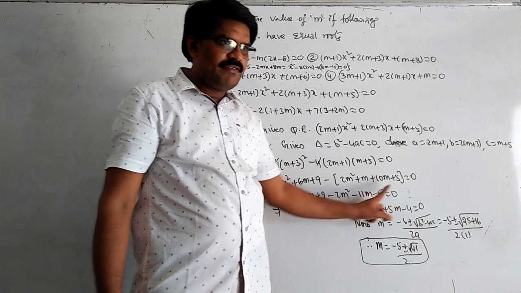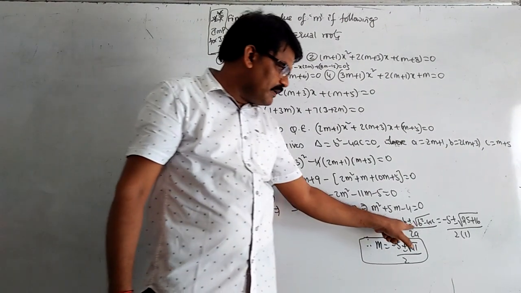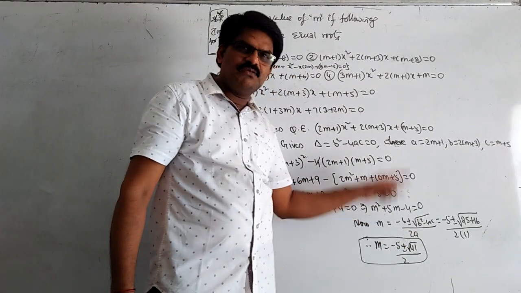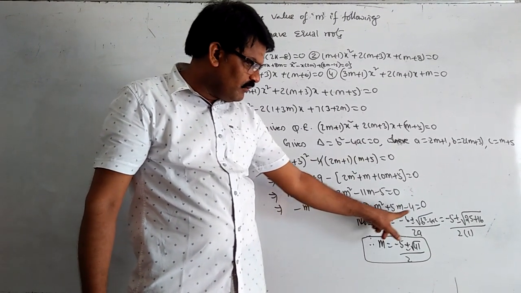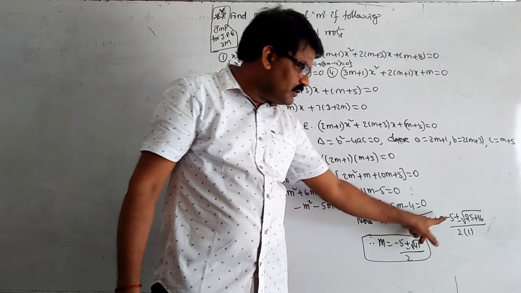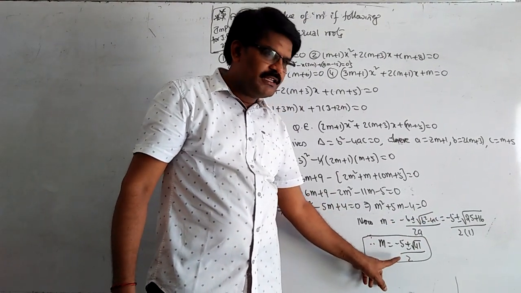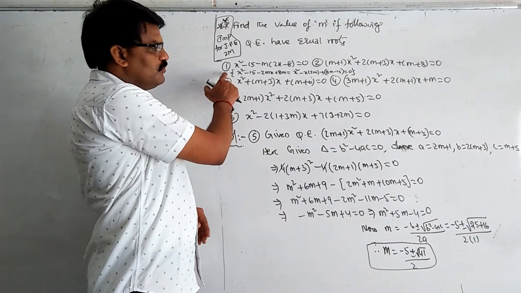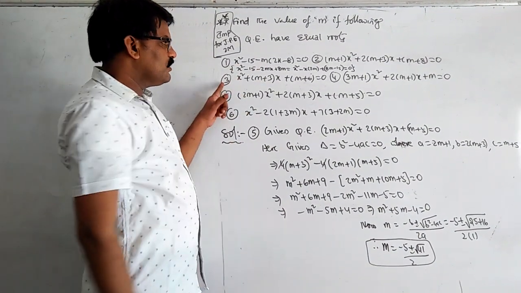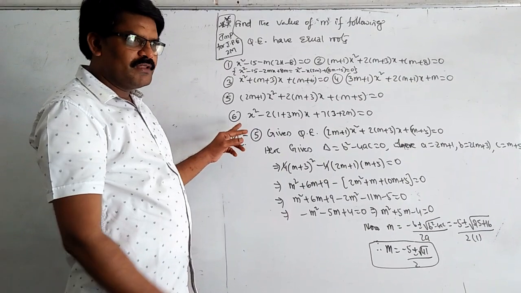When you get a quadratic equation, we know that the roots are minus b plus or minus root of b square minus 4ac by 2a. Just substitute the values. Here a is 1, b is 5, c is minus 4, and substituting these values in this formula, we get the values of m. In this manner, we have to do the first, second, third, fourth and sixth problems.